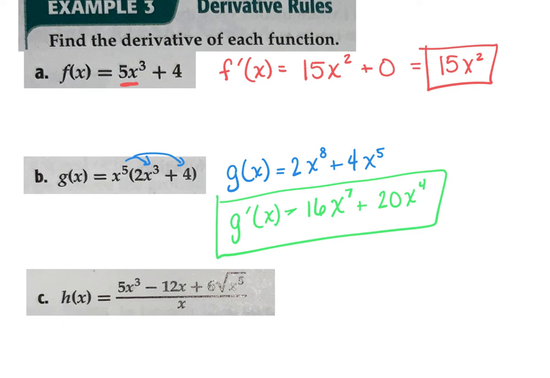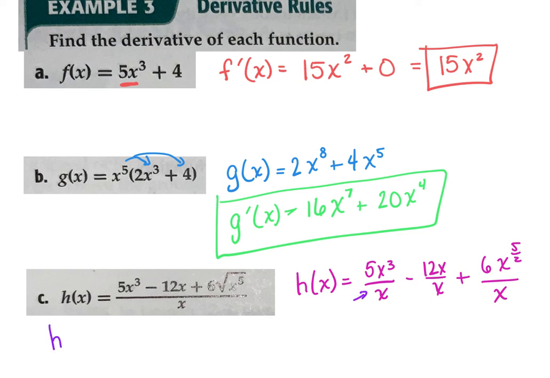All right, let's look at the last one. For something like this, I'm going to take each one divided by x. So I am going to rewrite this first to look like this. I'm going to say 5x cubed over x minus 12x over x plus 6x to the 5 halves over x. All right, so see what I'm doing here? So I can reduce each one of these. 5x cubed over x is going to be just what? 5x squared.